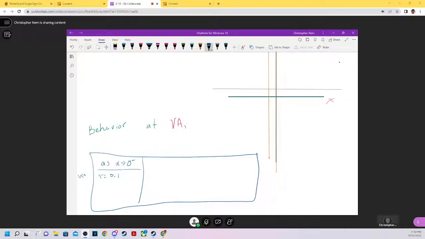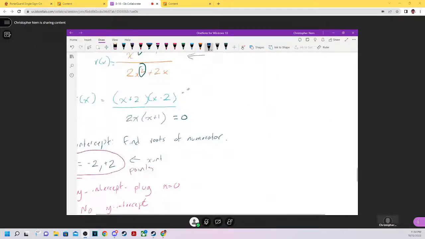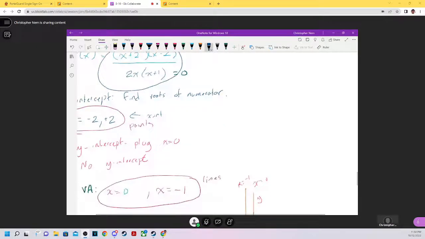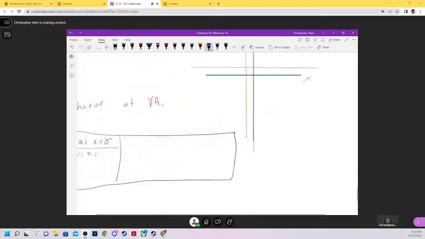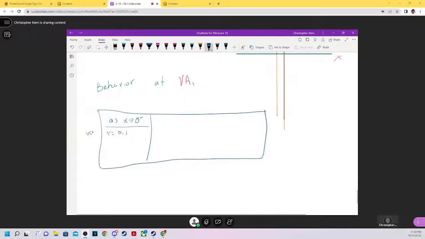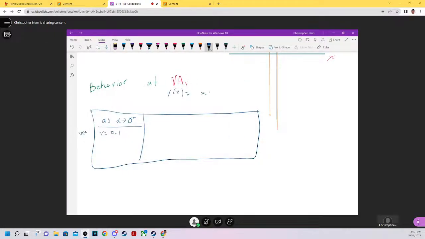If I were to do this value over there, let me just rewrite this piece right here, because it's going to be very helpful for our functions. r of x equals (x plus 2)(x minus 2) over 2x times (x plus 1). If I were to plug 0.01 into my function, for the first factor right here, 0.01 plus 2. This is a lot of calculations, and the main thing we really need to know is if it's positive or negative.